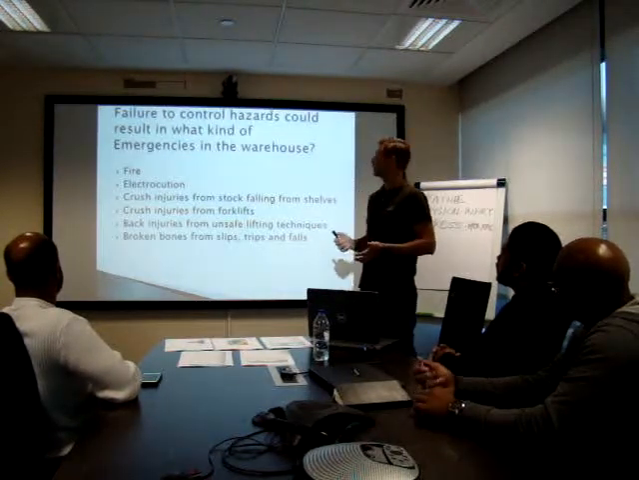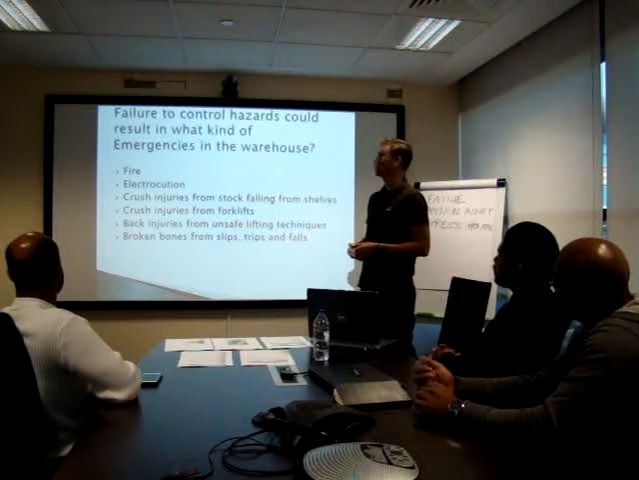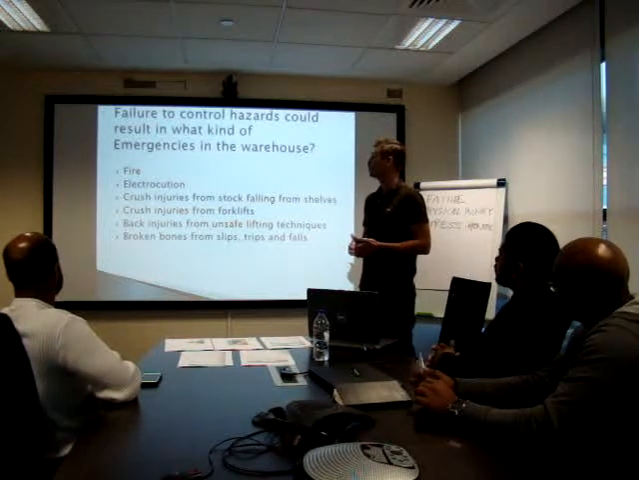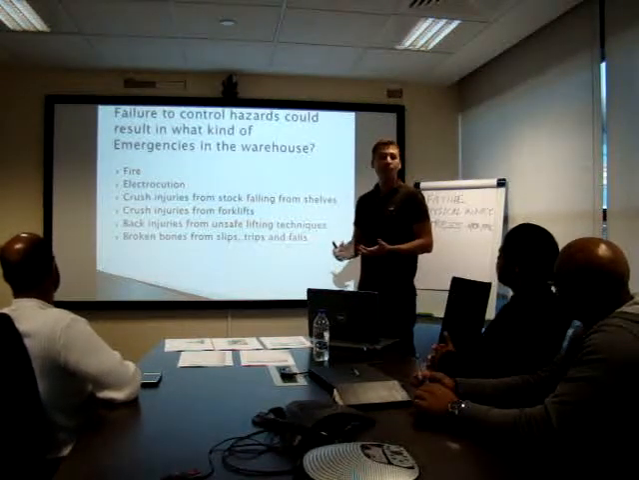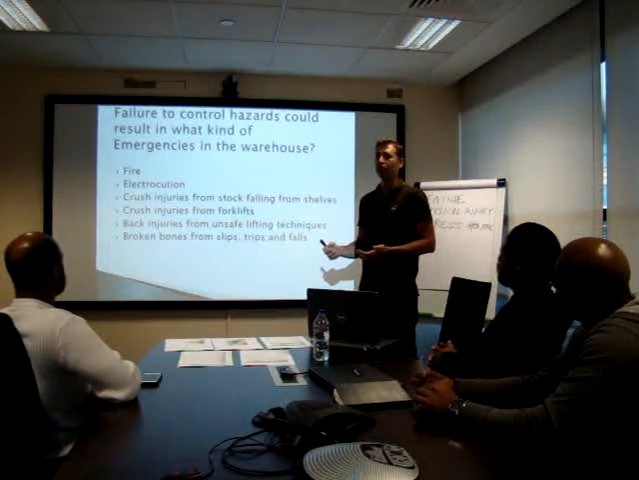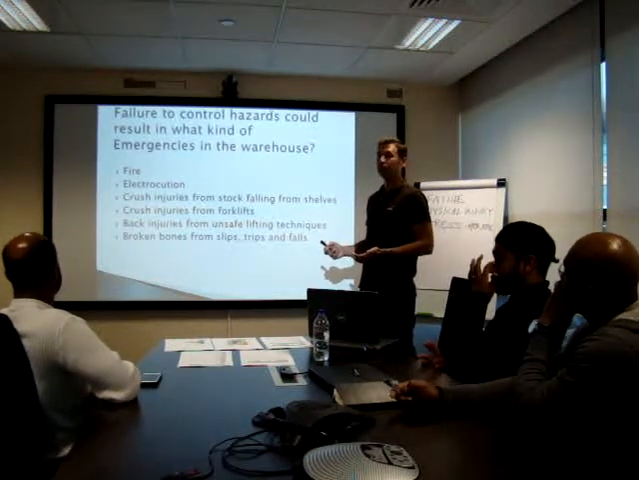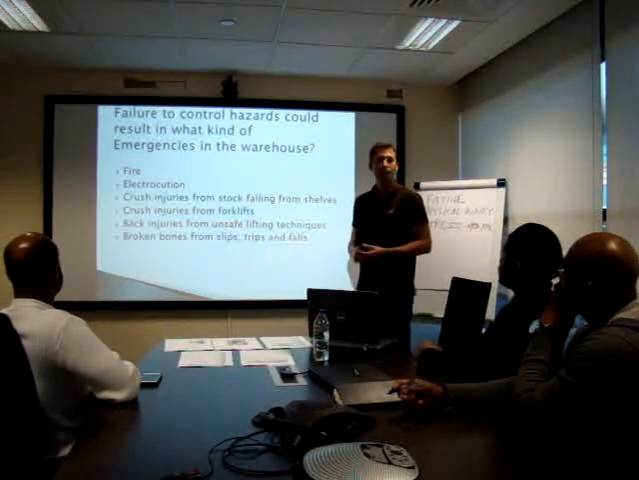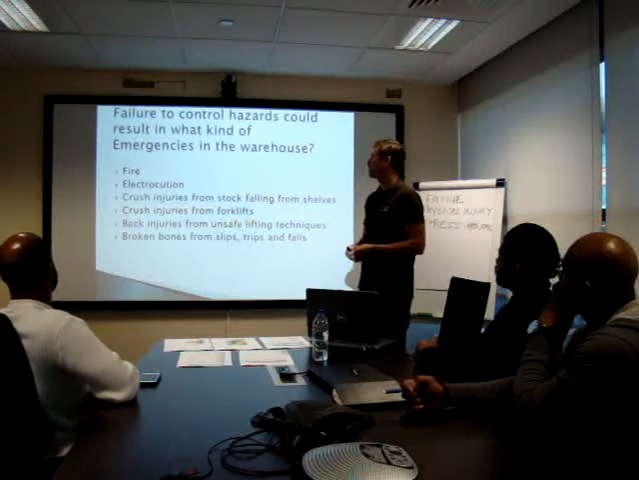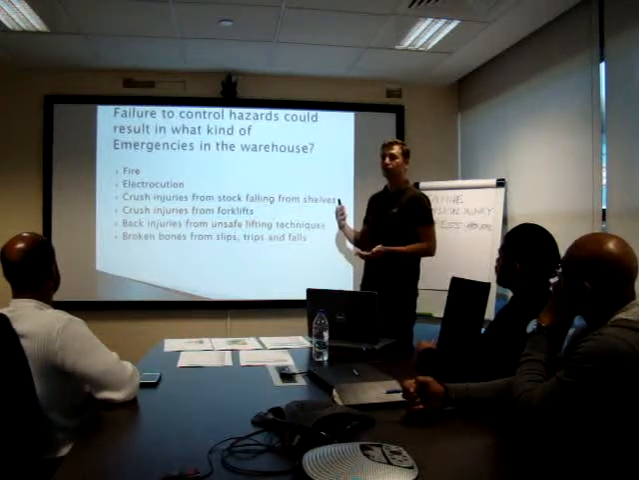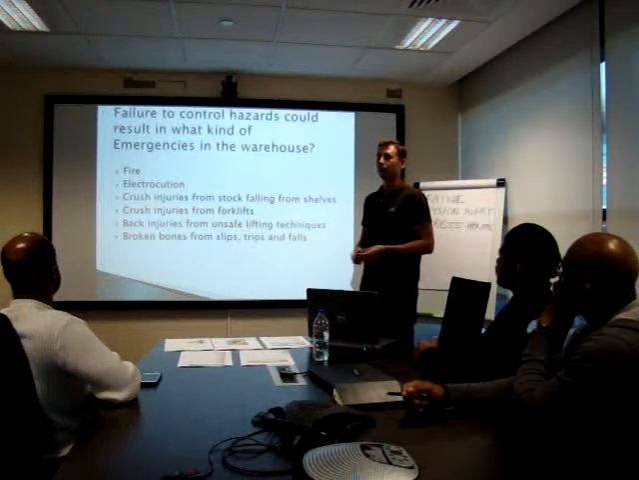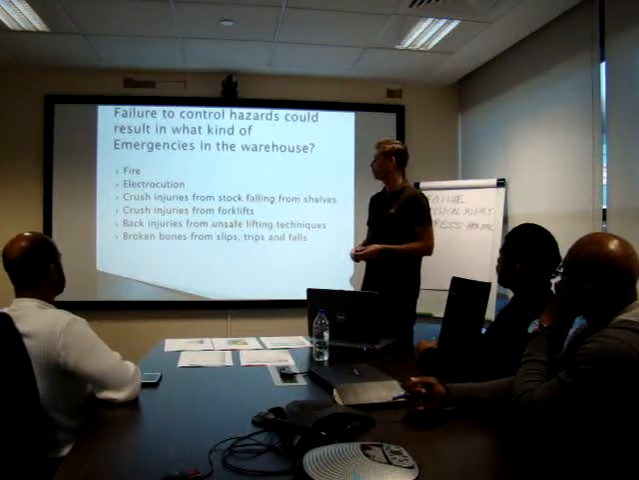Here's a couple more that we could consider to be emergency situations that can occur in the warehouse. Fire. We have materials building up, somebody drops a cigarette or there's a spark from the forklift or something like that, and all of a sudden we've got a fire. Electrocution from electrical wire that's exposed. We could have crush injuries from stock falling down from the shelves and landing on us. We could be crushed by a forklift. That's a very real danger and something that actually happens quite often in warehouses where forklifts hit people.